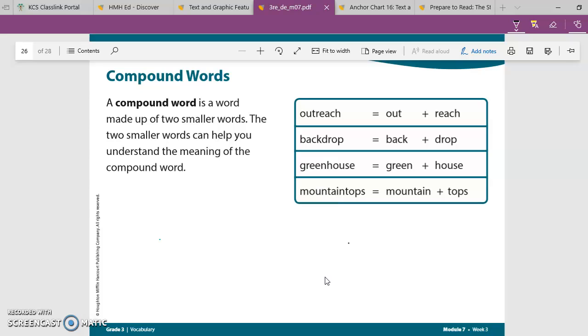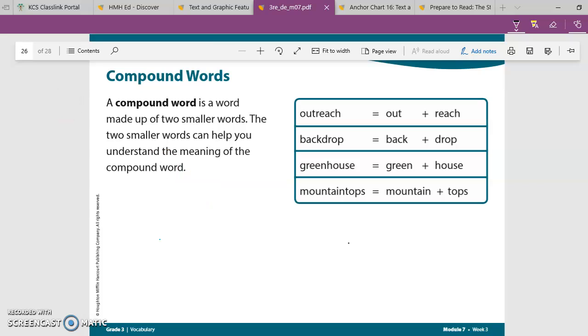So here are a few examples here. It has given you the word outreach. So you have out plus reach equals outreach. The second one, backdrop. We have used this word before when we were studying our dramas and our plays. Backdrop. So you have the word back plus drop. You have the word greenhouse, green plus house, and mountaintops. Mountain plus tops. So you have two smaller words that are making up one word, and the two smaller words can be broken apart to help you understand the meaning of the compound word.